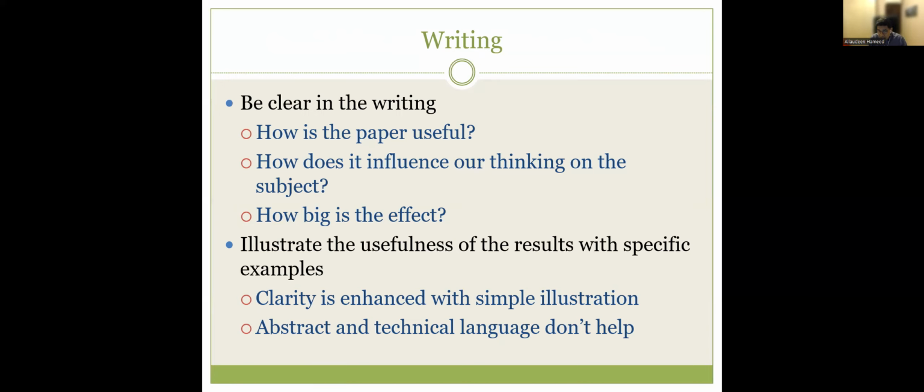So clarity is the most important: simple language, simple illustrations, highlighting the main findings in the paper, either in terms of quantity or magnitude of the effect. Stay away from language which is difficult to understand, and don't try to be too technical. That usually doesn't help with influencing others' thinking.